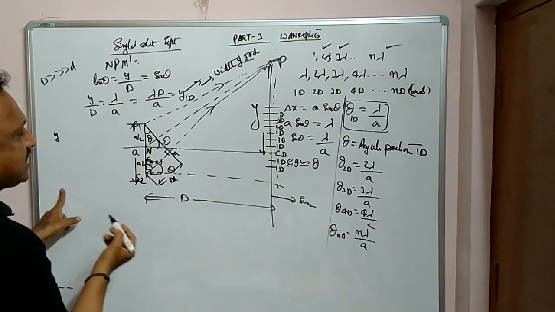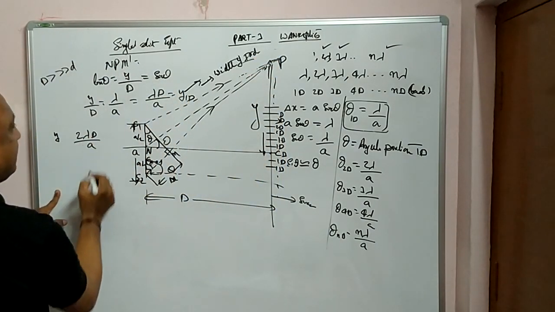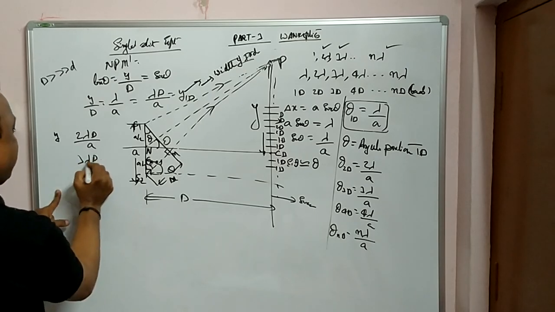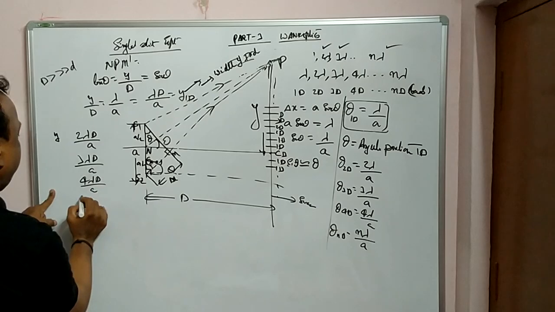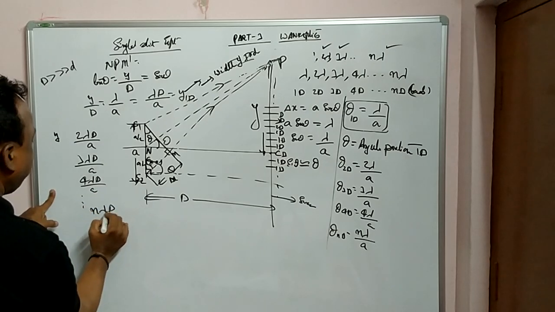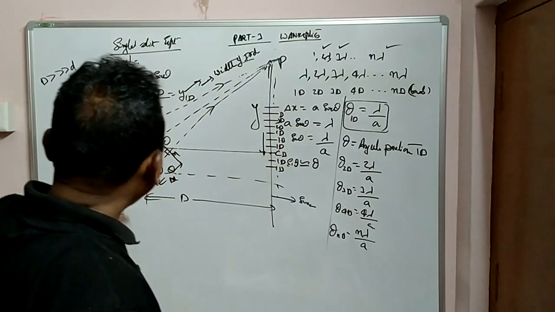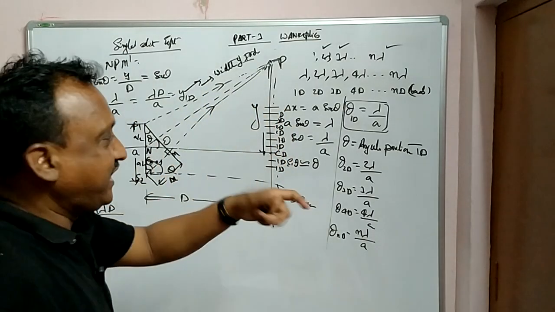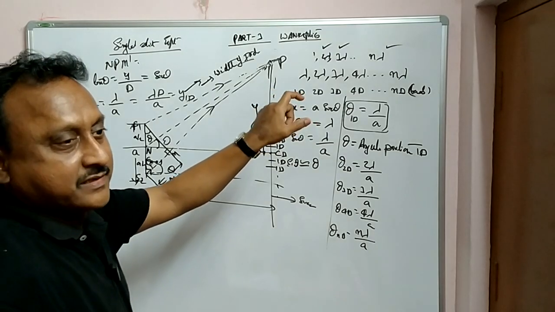Similarly, can you tell what the second one will be? 2 lambda d by a. The third is 3 lambda d by a. The fourth is 4 lambda d by a. The nth is n lambda d by a. And observe carefully the difference between any two widths, what is it equal to?